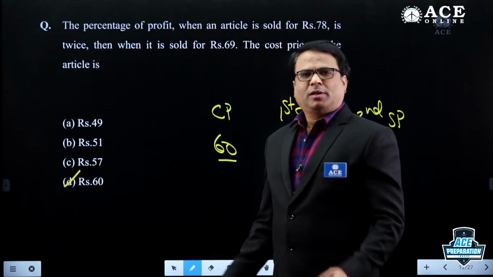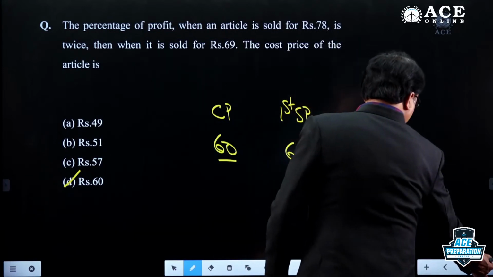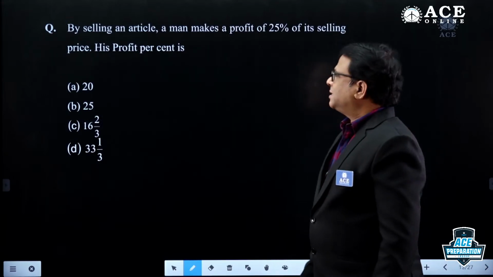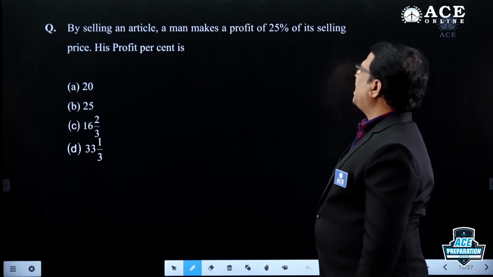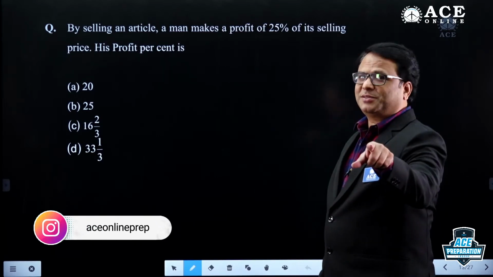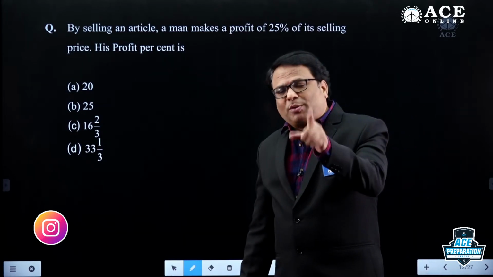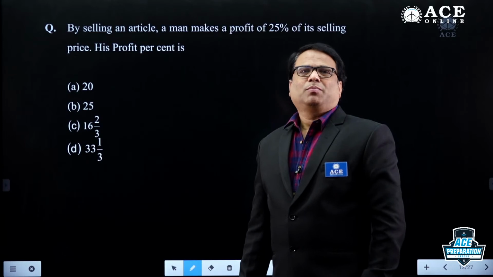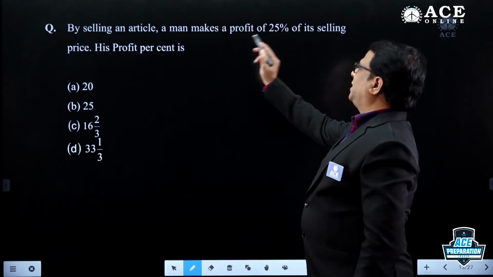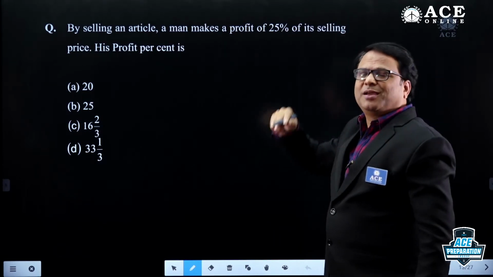Okay, students. Now, let us look at the next question. By selling an article, a man makes a profit of 25% of its selling price. Then his actual profit percent is what is being asked. Because if he calculates on selling price, then it is 25%. Clearly given, a man makes a profit of 25% of its selling price.